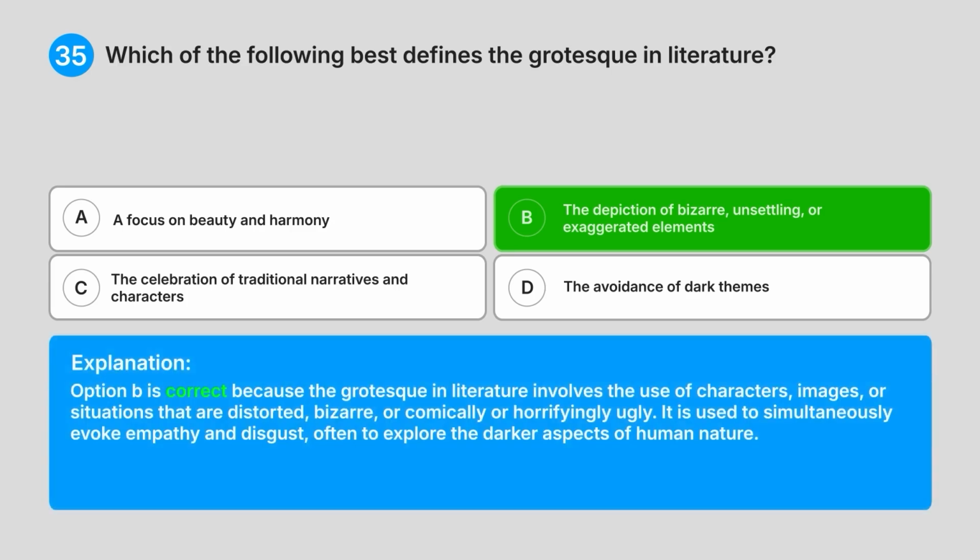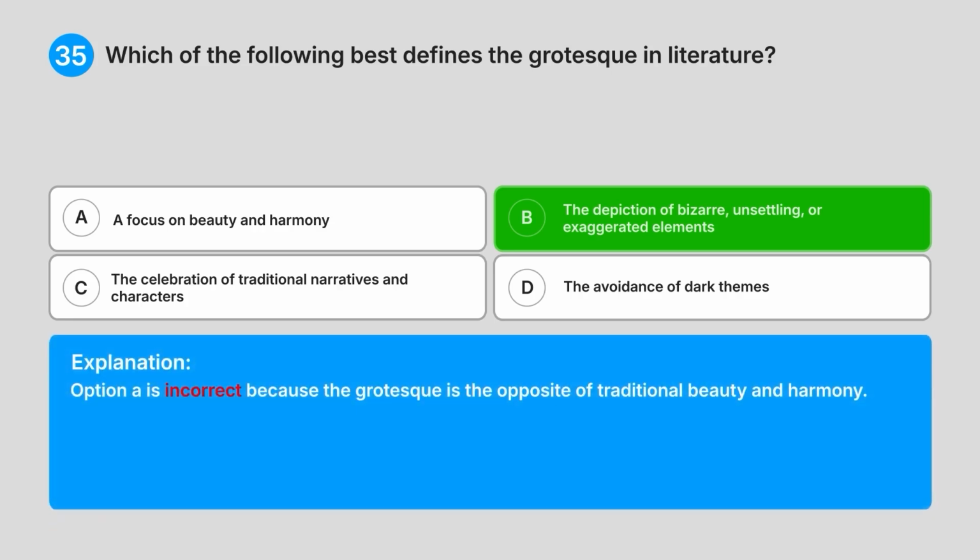Explanation: Option B is correct because the grotesque in literature involves the use of characters, images, or situations that are distorted, bizarre, or comically or horrifyingly ugly. It is used to simultaneously evoke empathy and disgust, often to explore the darker aspects of human nature.